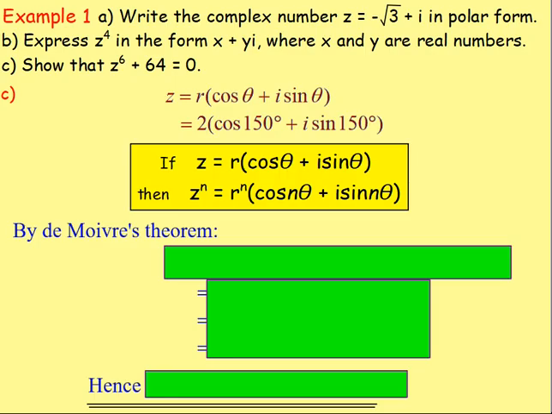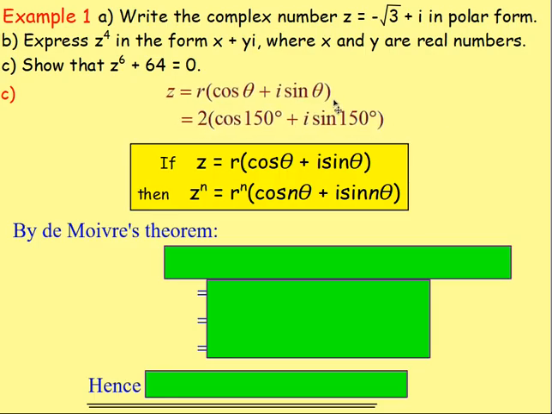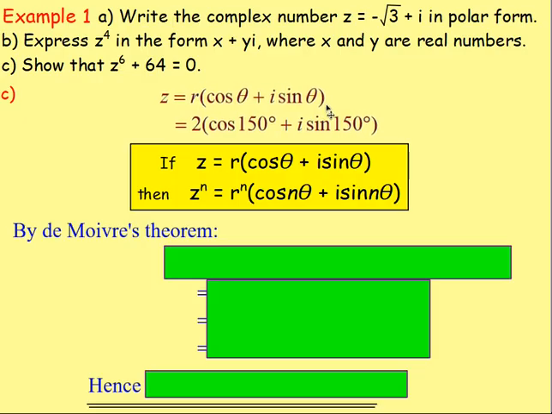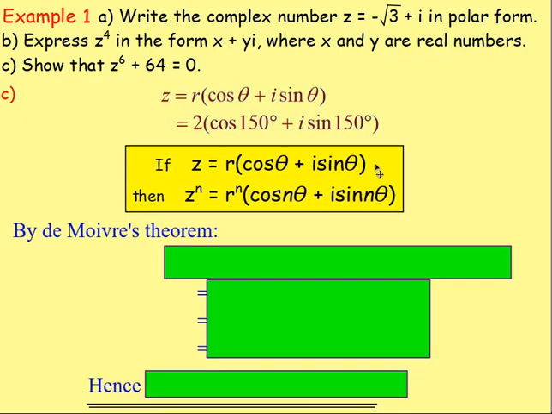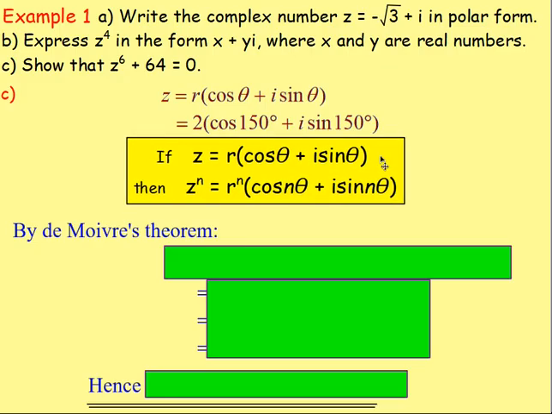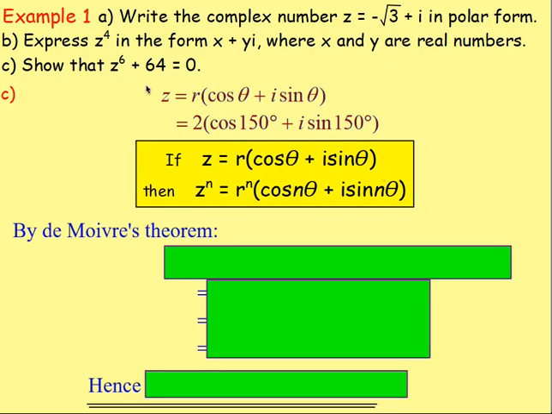Part C, show that z to the power of 6 plus 64 equals 0. So where do we go from here? Well, once again, from part A, we know that this is our complex number in polar form. We know if we want the power of a complex number, we're going to be using de Moivre's theorem. So if we have z to the power of 6 add 64 equals 0, we're asked to show that. So really what we want to do first is work out z to the power of 6.